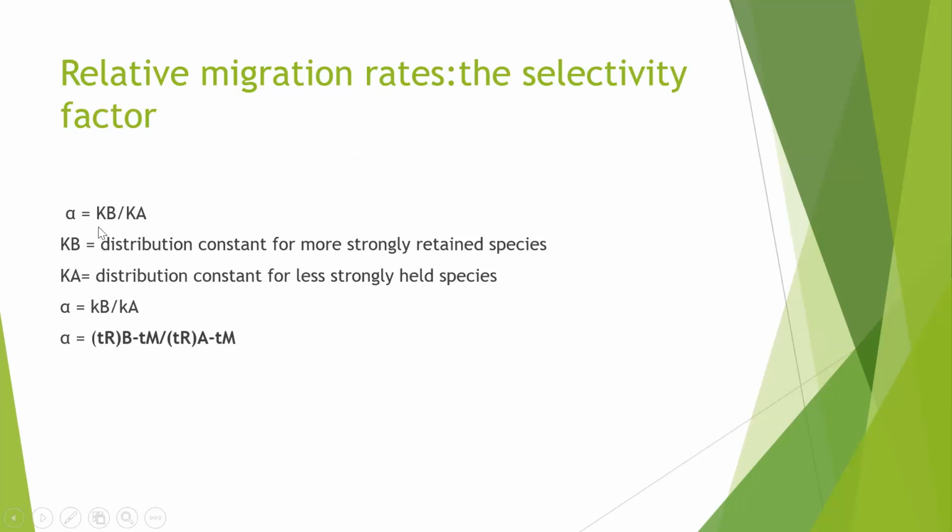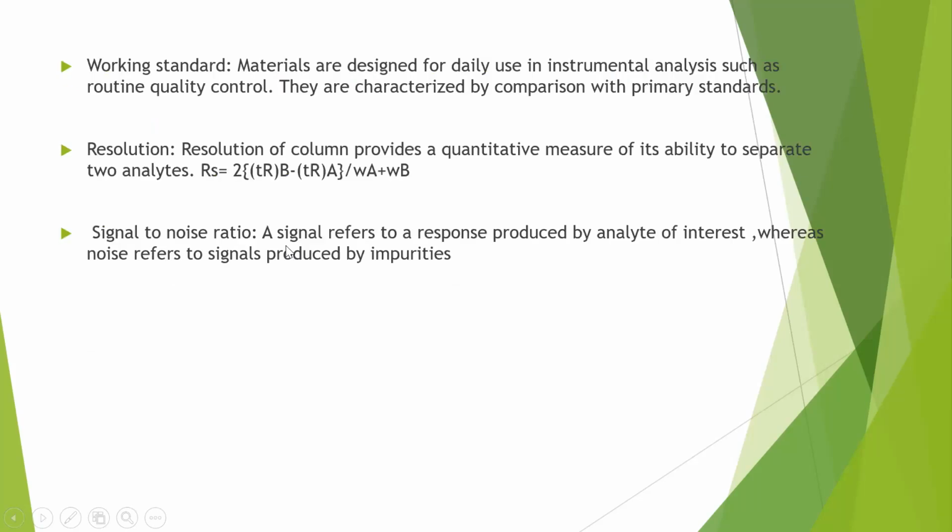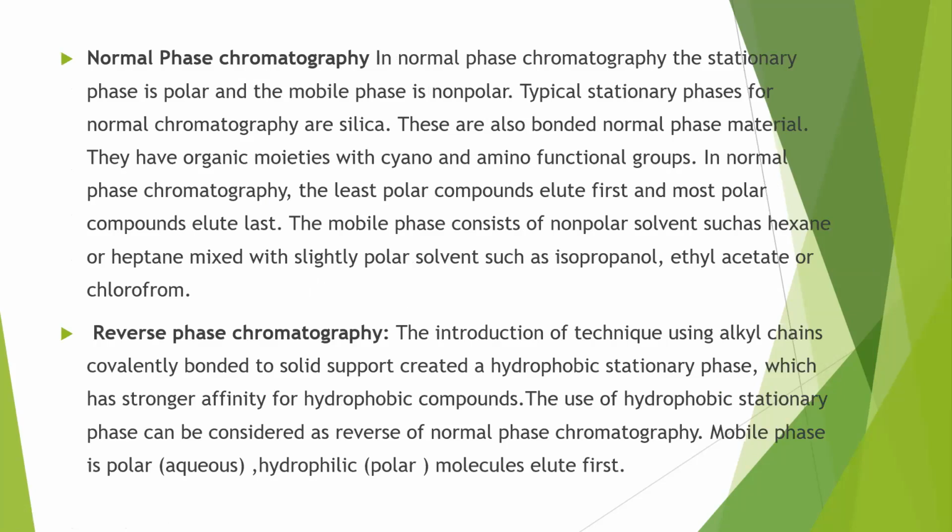Selectivity factor is calculated by using this formula: alpha is equal to Kb by Ka. Kb is distribution constant for strongly retained species. Ka is distribution constant for less strongly retained species. Alpha is equal to TRB minus TM divided by TRA minus TM. Kb is a capacity factor, distribution constant. This is about introduction to chromatography. Next, I will discuss gas chromatography.